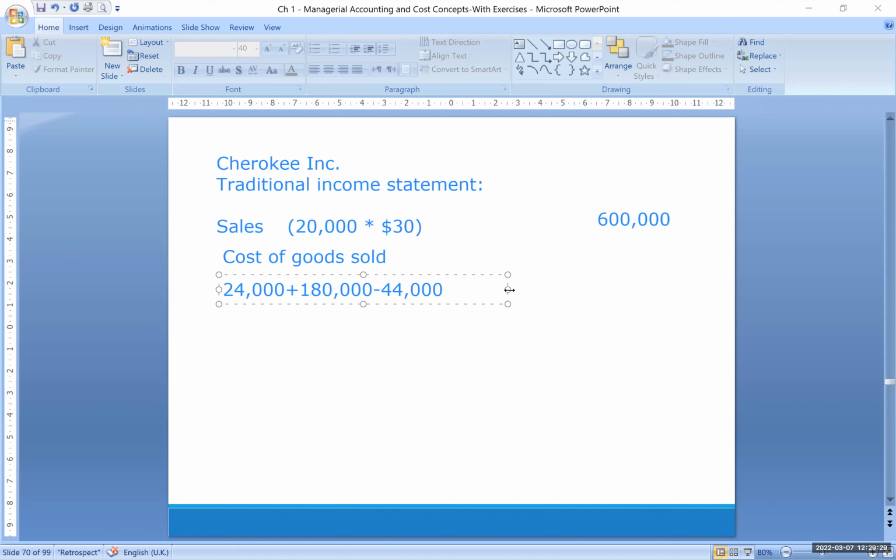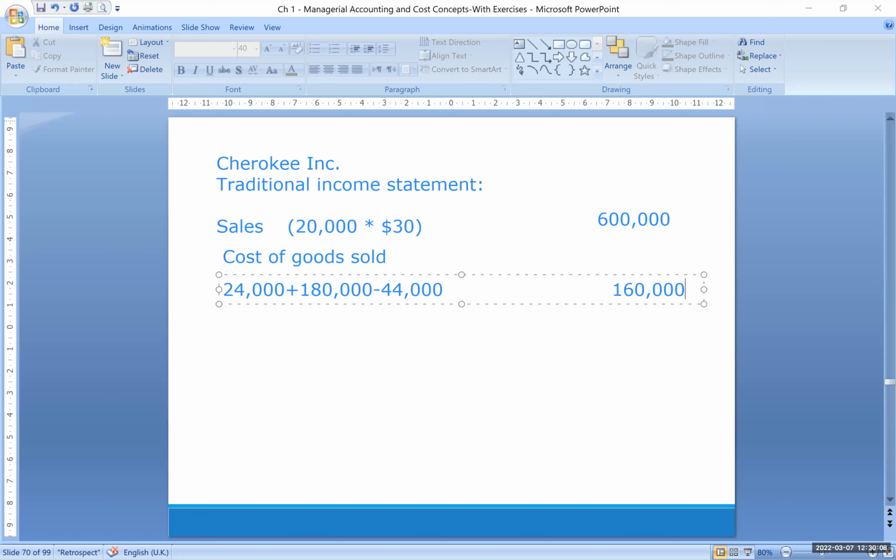And this equals 160,000. Cost of goods sold is the beginning inventory, 24,000, plus the cost of goods purchased, 180,000, given in the question, minus the ending inventory, which is 44,000. This equals 160,000.